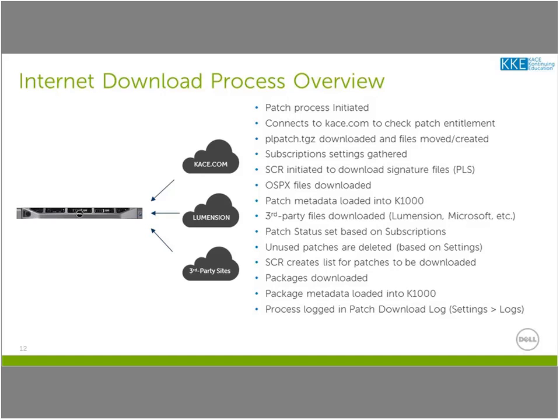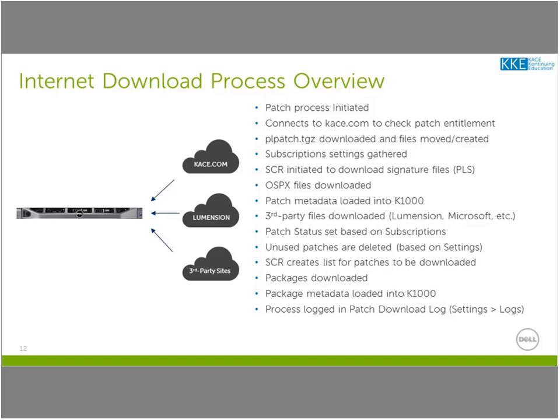So first of all, the patch process is initiated, and the K1 connects to kace.com to make sure, first of all, that you're current on your maintenance, right? Because patching is only supported on a K1000 if you're current and active on your maintenance contract. So it checks your entitlement. And then it downloads a plpatch.tgz file. TGZ, folks, is just a Unix zip file. That's all, right? On Windows it'll be .zip, and on Unix it's a .tgz or something like that, a different kind of zip file.